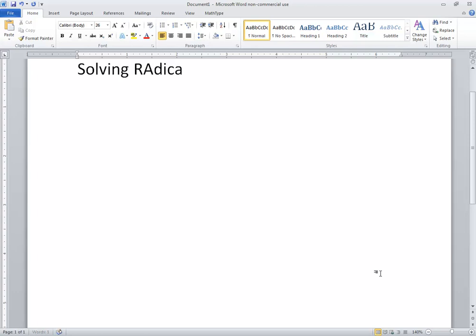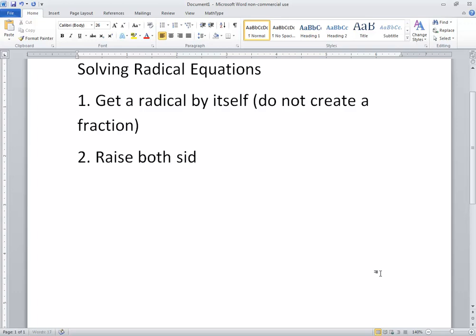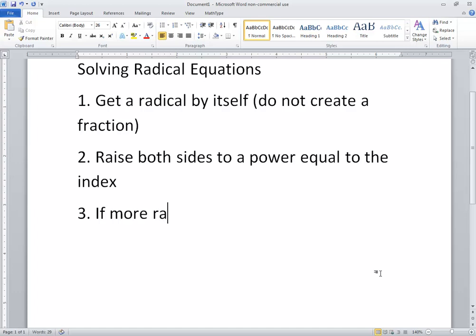So solving radical equations, step 1. Get a radical by itself. And I'm going to put in here, do not create a fraction. And we'll talk more about what I mean by radical by itself. Step 2. Raise both sides to a power equal to the index. Step 3. If more radicals, go back to step 1. Step 4 is solve for x.